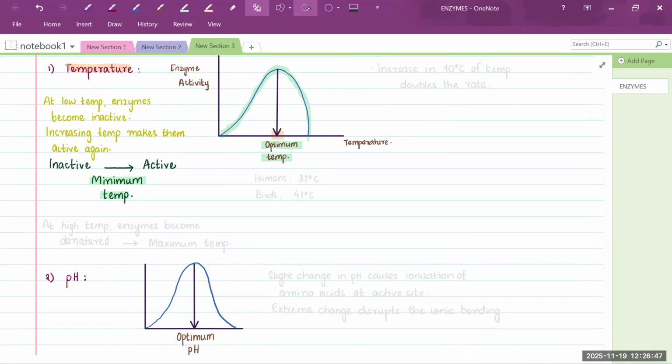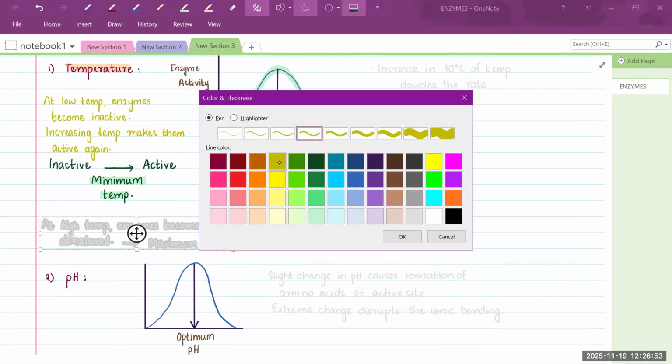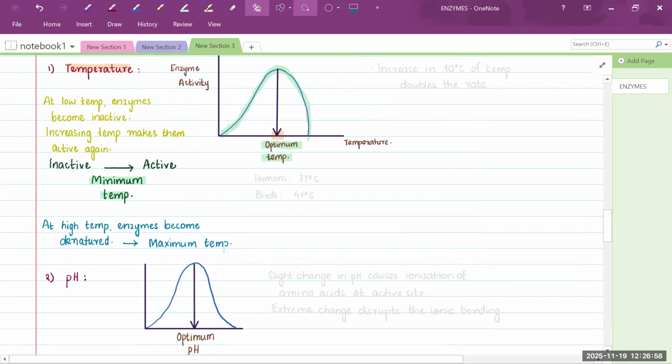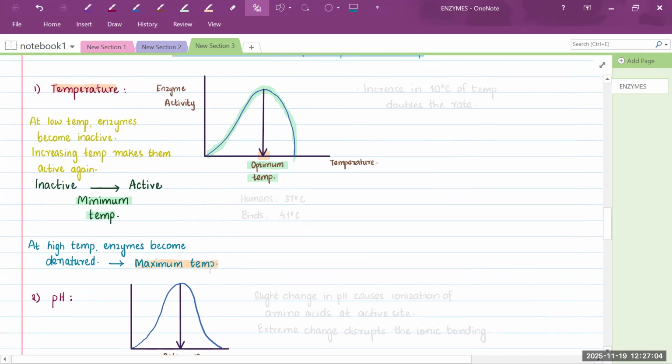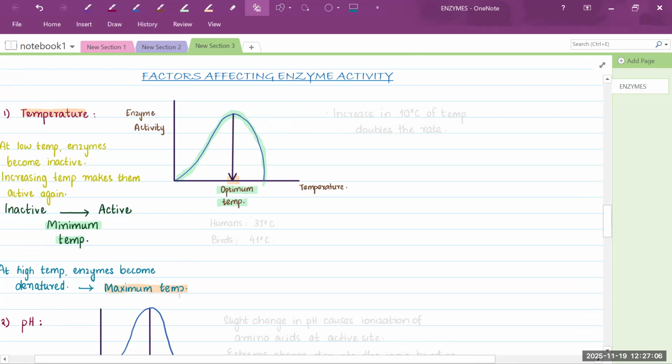But that is not the case with high temperature. At high temperature, enzyme becomes denatured. That is, it cannot function anymore. And the temperature at which the enzyme cannot function anymore is the maximum temperature, because at that temperature it has become denatured. It has lost its active site. It is not complementary to the substrate anymore.